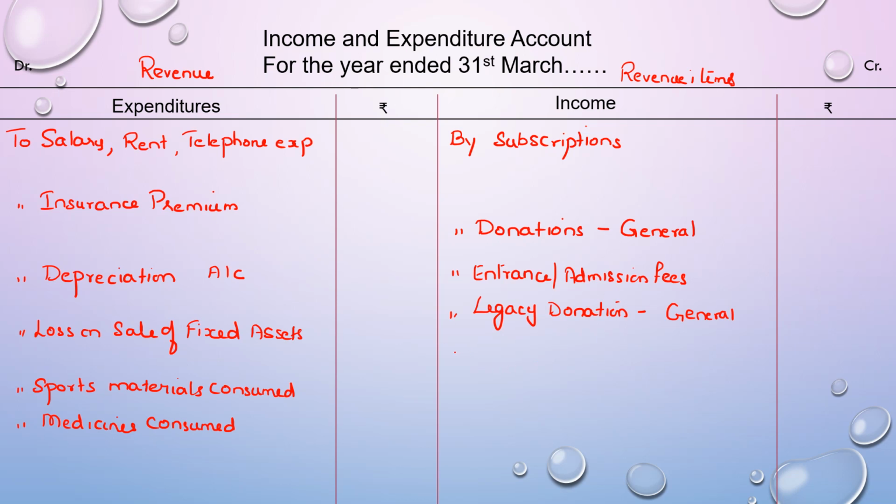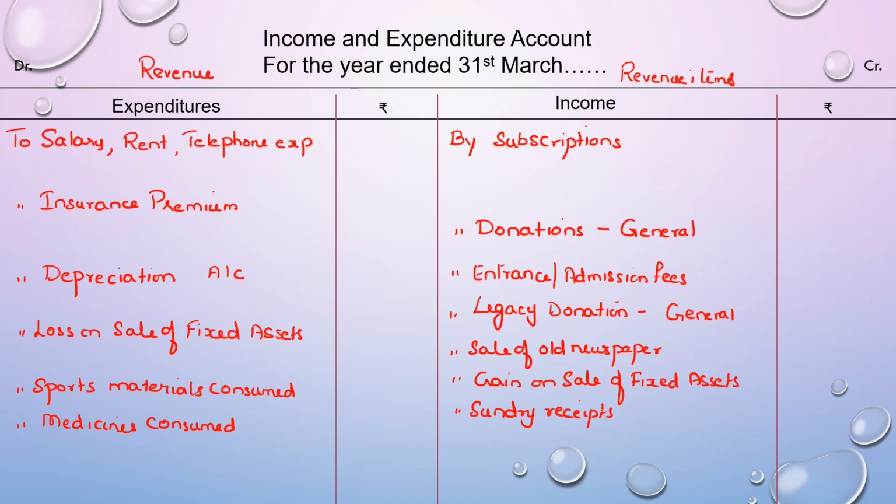Other than that, you can have certain items like sale of old newspapers. You have here loss on sale of fixed asset. If you have sold some fixed asset and you have gain, then those gains would be credited to the income and expenditure account. So like this, you might find several other items, like you might have other sundry receipts which might take place, which are of revenue nature, which would come on the credit side.